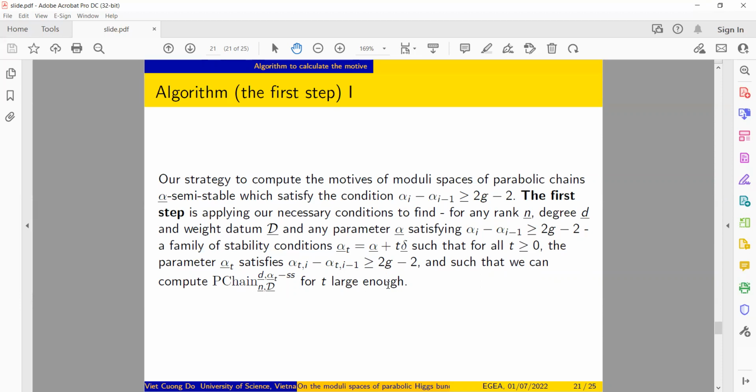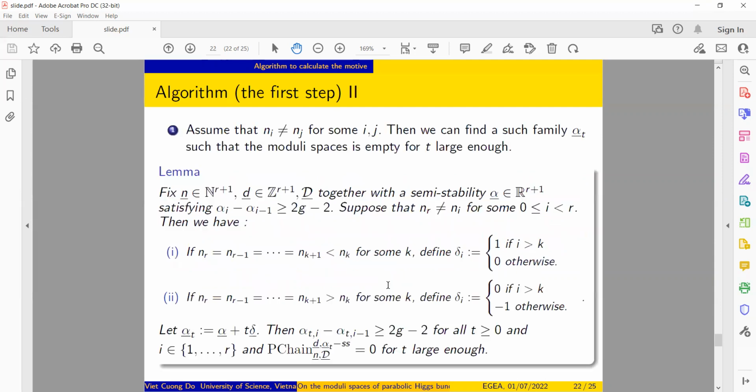Okay, so now how can I do with the choice of delta? We know that in the case of constant rank we have an explicit formula. The first case is the non-constant rank, that means that for some i and j we have n_i and n_j different, and this lemma gives you how we choose delta to make, for t large enough, the moduli space empty.